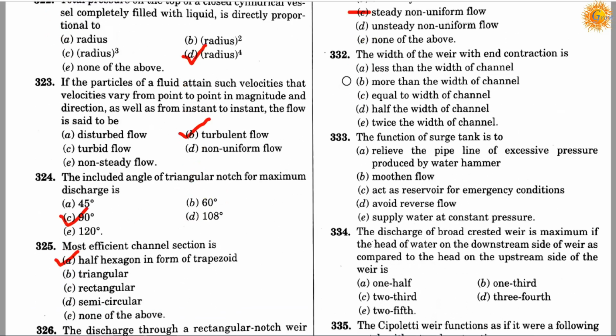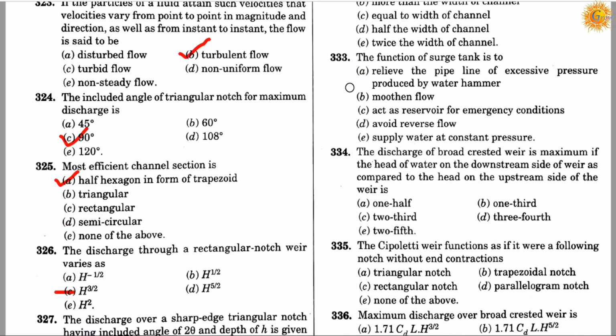Question number 332. The width of the weir at contraction is: option A, less than the width of the channel; option B, more than the width of the channel; option C, equal to width of channel; option D, half the width of channel; and option E, twice the width of channel. So the correct answer is A, it will be less than the width of channel.